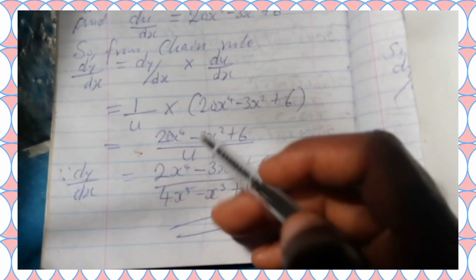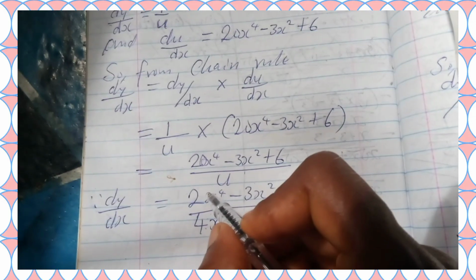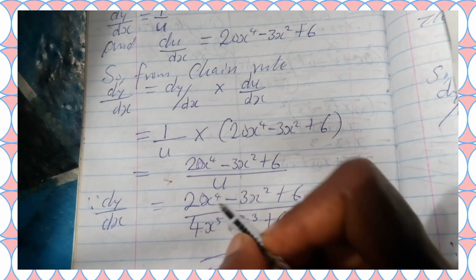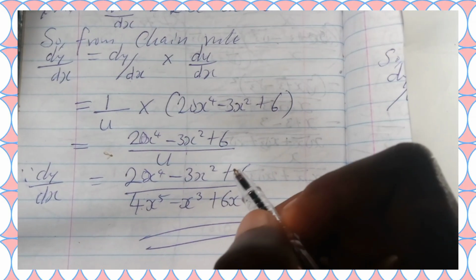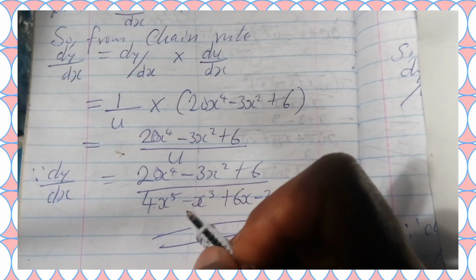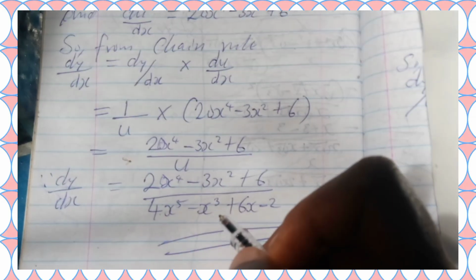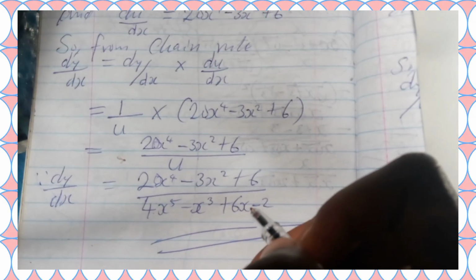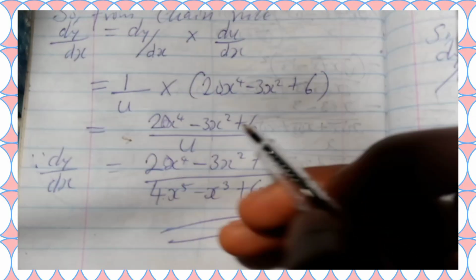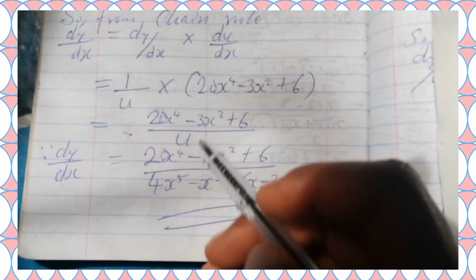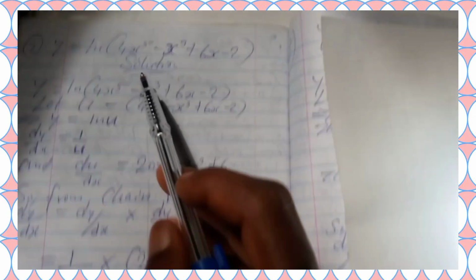So that is why we have 20x to the power of 4 minus 3x squared plus 6, all over 4x to the power of 5 minus 3x to the power of 3 plus 6x minus 2. And this is the final answer of dy over dx generally. This is the final answer. This is how to differentiate something like this.